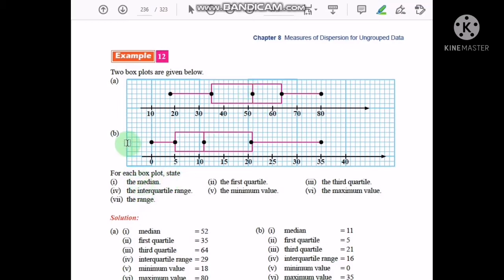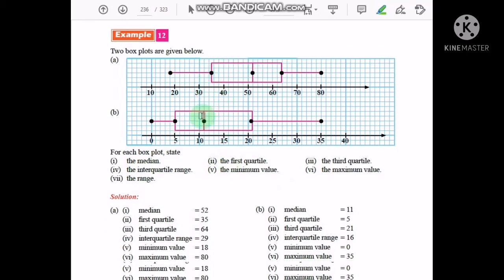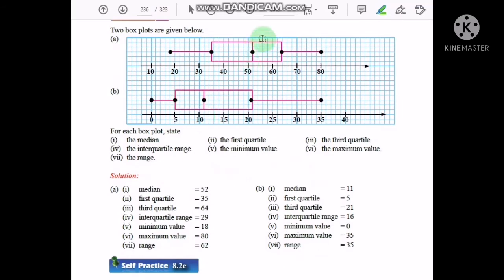Okay, and then the median for B is this one. The median for B is 11. Okay, 11, this one. And so on. And then for the first quartile, you need to know where the dot for the first quartile is. That's it. It is very easy actually.